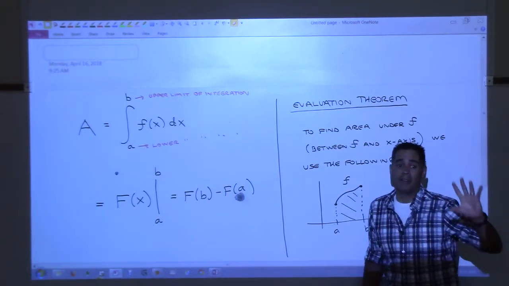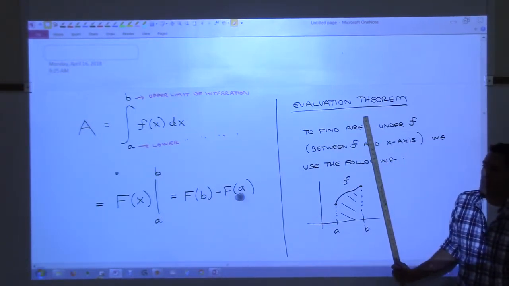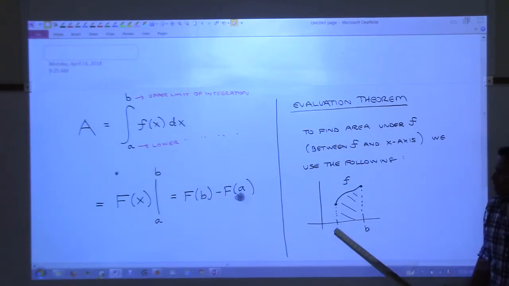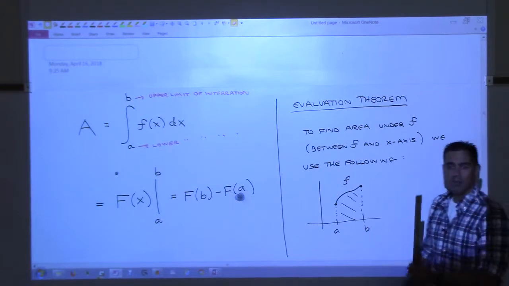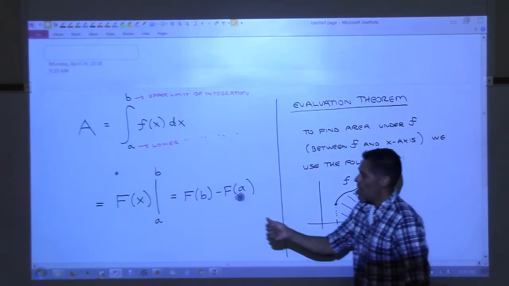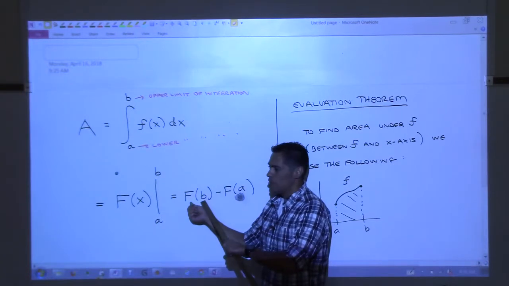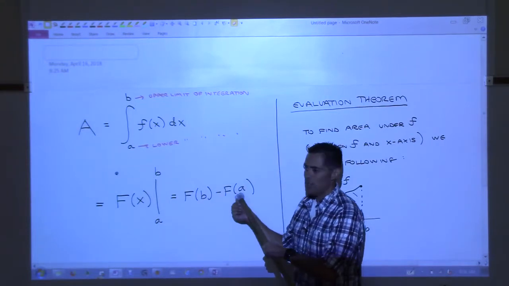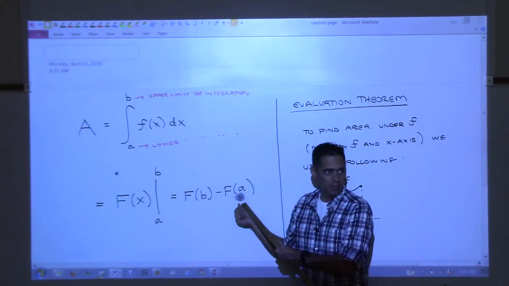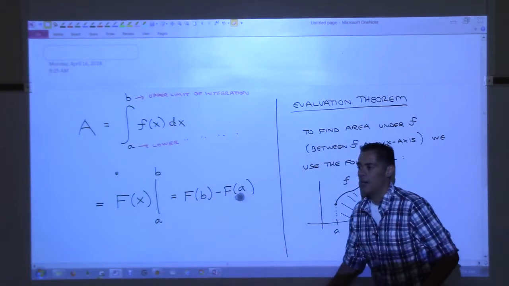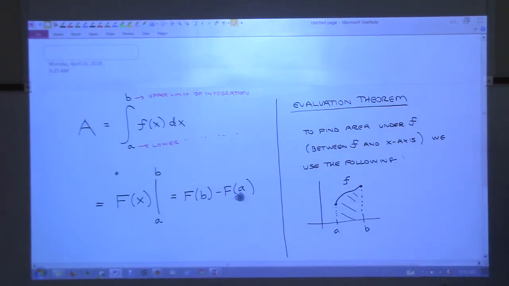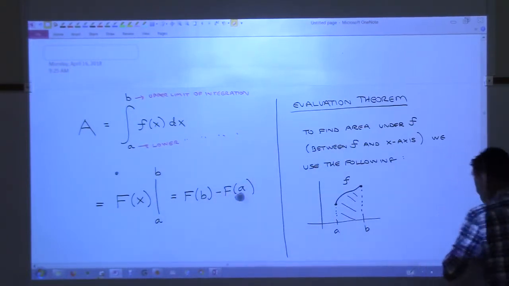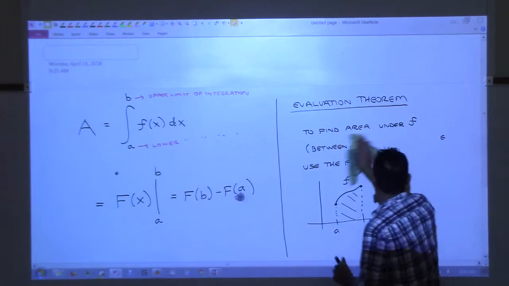So at the end of the day, what the evaluation theorem says is that if you want to find the area under f between a and b, then what you need to do is find its antiderivative and then evaluate the antiderivative at the right endpoint of the interval and subtract from that the antiderivative at the left point of the interval. If you can do that, you'll have the area. All right? Now, I told you to ignore this. Just let's do an example, and you'll see why that piece is there. Okay?